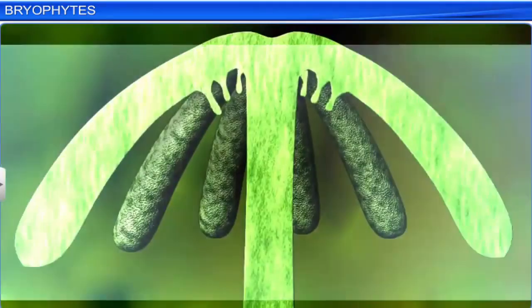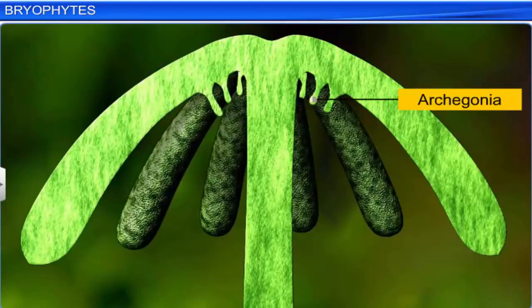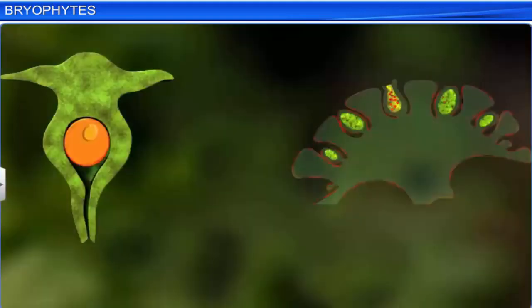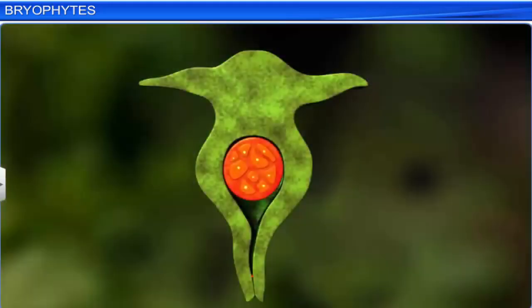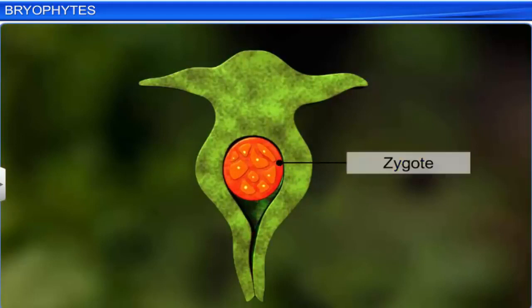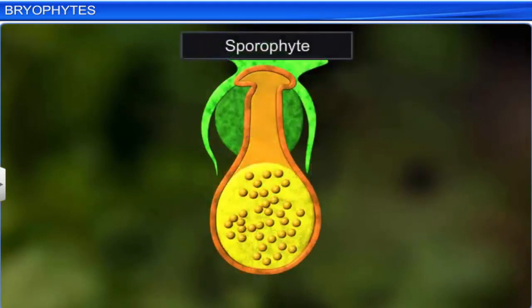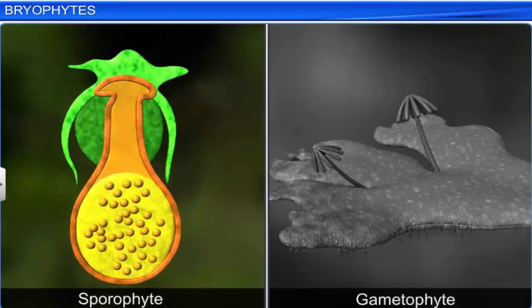The female sex organs, called the archegonia, are flask-shaped and each produces a single egg. During fertilization, the antheridium releases antherozoids in water where they come into contact with the mouth of the archegonium. One antherozoid fuses with the egg to form a zygote. The zygote in turn produces a multicellular body called the sporophyte. The sporophyte gets its nutrition from the gametophyte.